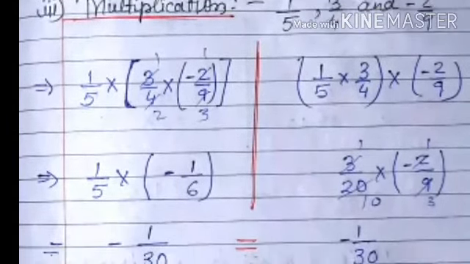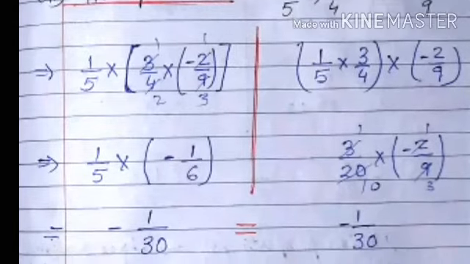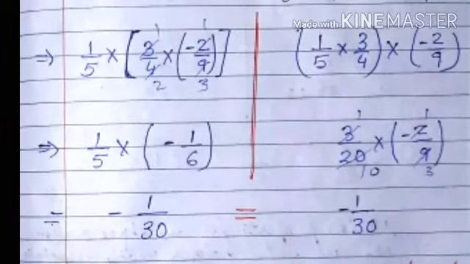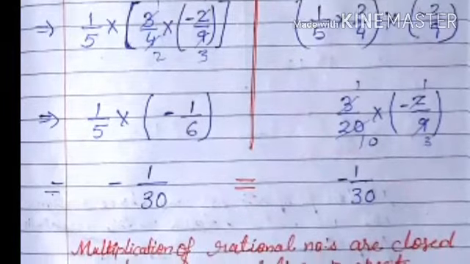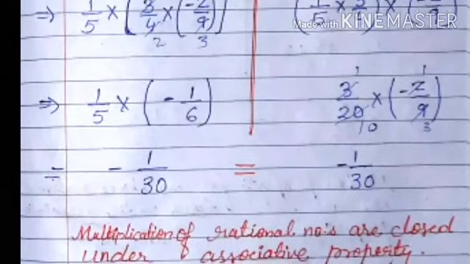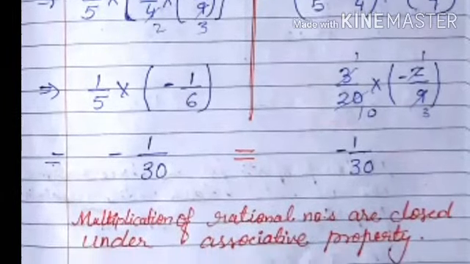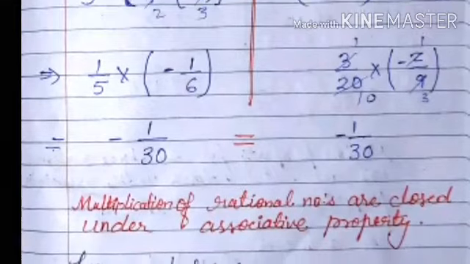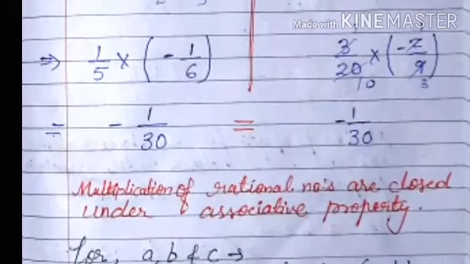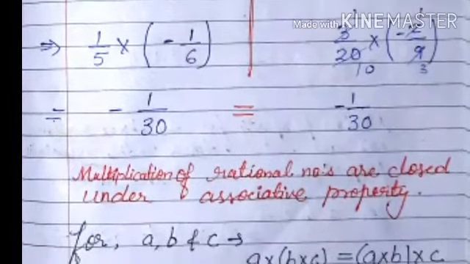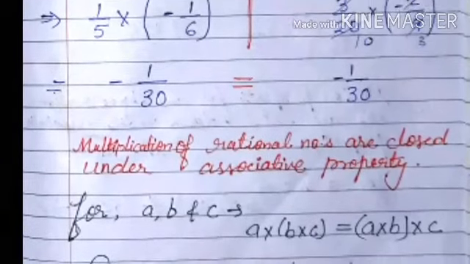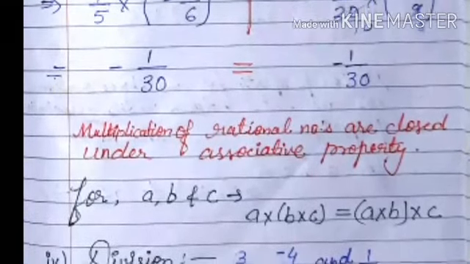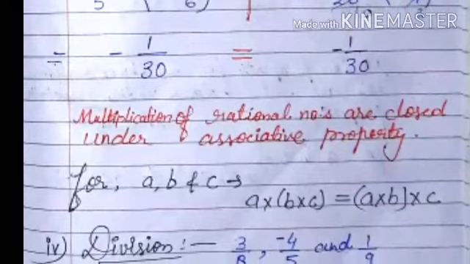So one by one we will multiply all these three rational numbers to each other as you can see in the picture, and finally on the first side we get minus 1/30, and the same we get on the other hand. So we can say multiplication of rational numbers is closed under the associative property. For three rational numbers A, B, C, we can say A multiplied by (B into C) is equal to (A multiplied by B) multiplied by C.